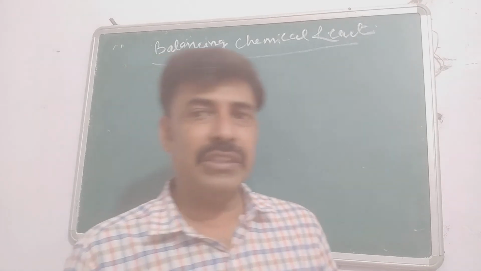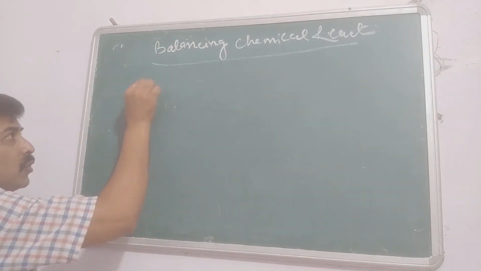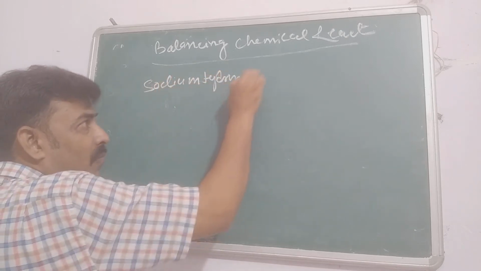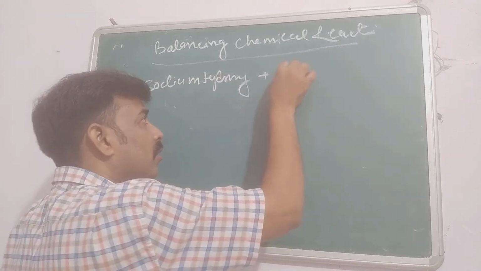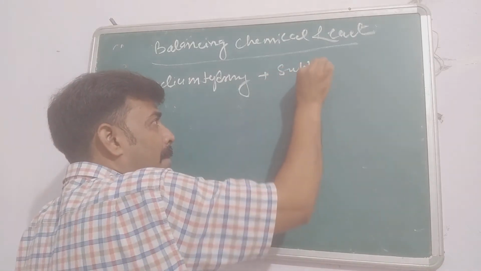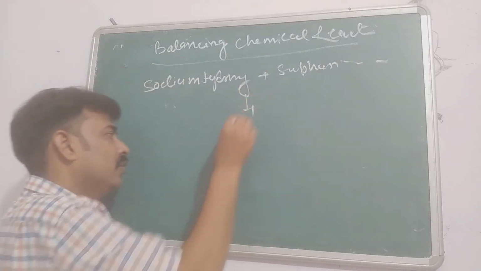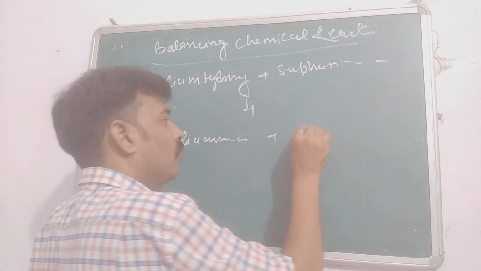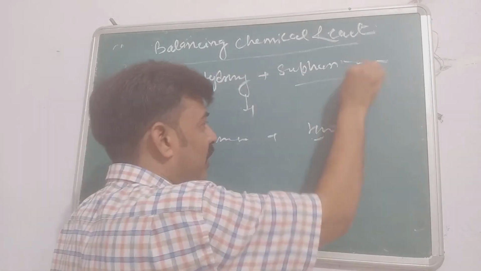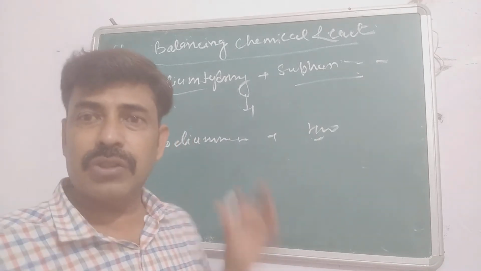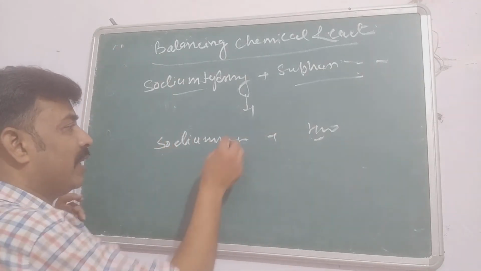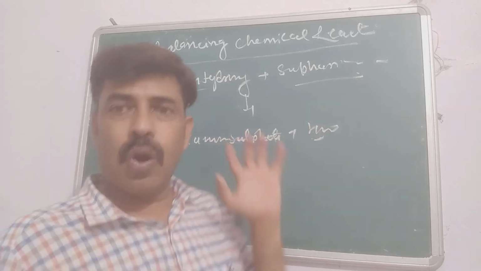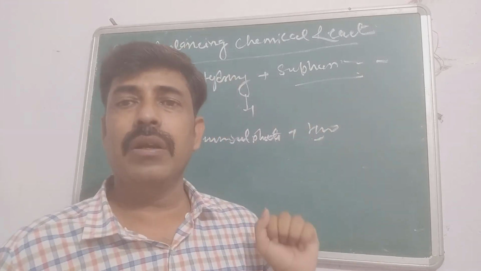If your question says that sodium hydroxide is reacting with sulfuric acid to yield sodium sulfate and water. This one is a base, this one is an acid, and an acid-base reaction gives salt and water. So it is suggesting that it is giving sodium sulfate and water. So how will you write the reaction and how will you balance the reaction?